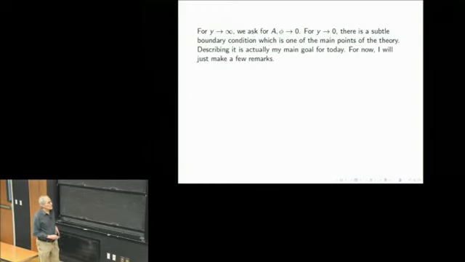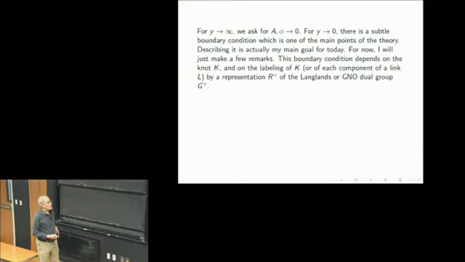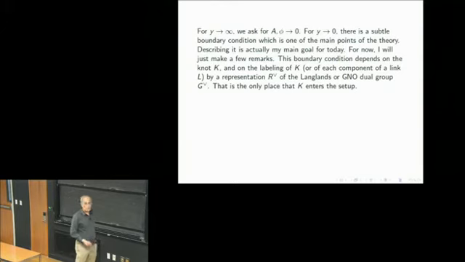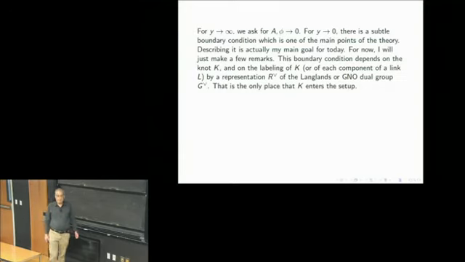So although it's my main goal to explain the boundary condition, for now I just make a couple of remarks. First of all, the boundary condition will depend on the knot K, and it will depend on a labeling of K, or more generally, a labeling of each component of a link L by a representation that I'll call R-check, of the Langlands or Goddard-Nuyts-Olive dual group, which I guess people read G-check. So if you want to do the quantum knot invariants of a Lie group, that Lie group will be what I'll call G, and we'll be studying the equations I wrote for the dual group. The only place that K enters the setup is in the boundary conditions, so it's certainly important to tell you about the boundary conditions.